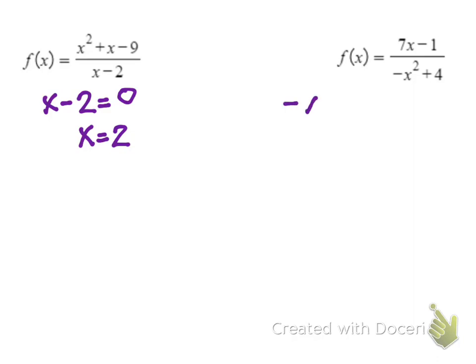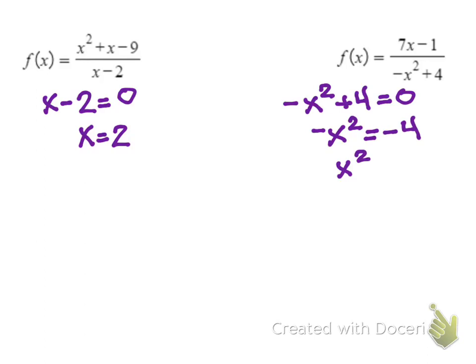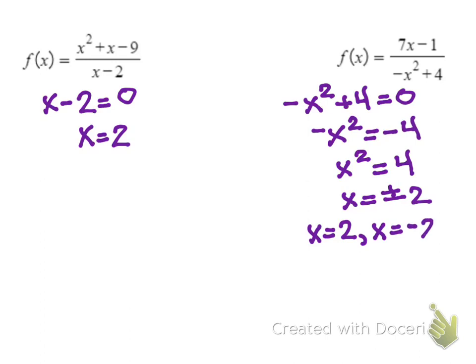Here, when negative x squared plus 4 equals 0. So when negative x squared equals negative 4, multiplying both sides by negative 1, x squared is 4. So x equals plus or minus 2. That will actually give us 2 vertical asymptotes. One at x is a positive 2, the other at x is a negative 2.